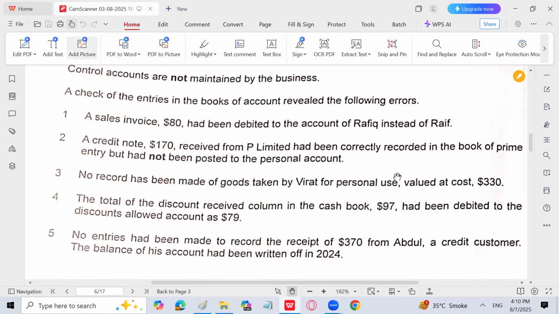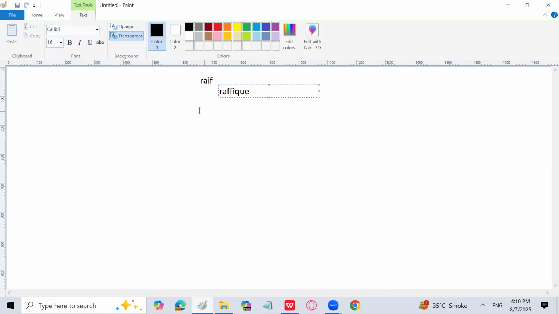So the entry is in the books, but it had not been posted to the personal account. Had been correctly recorded in the books of prime entry, but had not been posted to the personal account. So we have not debited P Limited. So what I'm going to do, I will debit P Limited, and suspense is going to be credit.